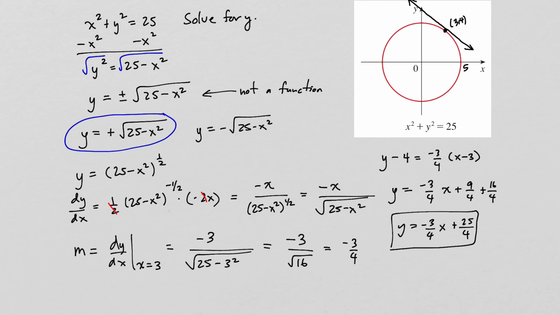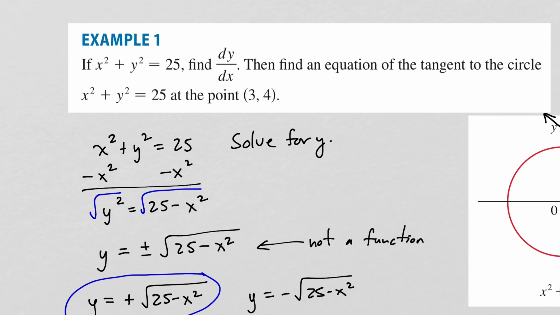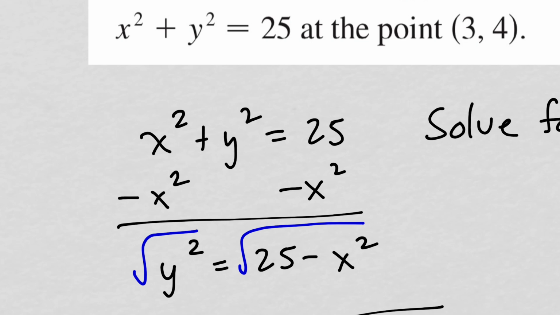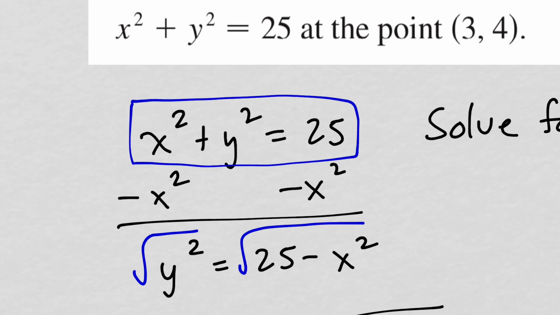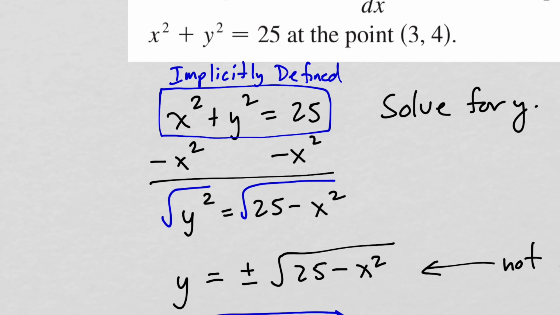And there is nothing wrong with this method, but I want to show you a different method, because what happened in the beginning is you had a function x squared plus y squared equals 25 that was implicitly defined. What that means is that y was not by itself. y was mixed in as a part of the x's. We did not have it solved for y in the beginning.